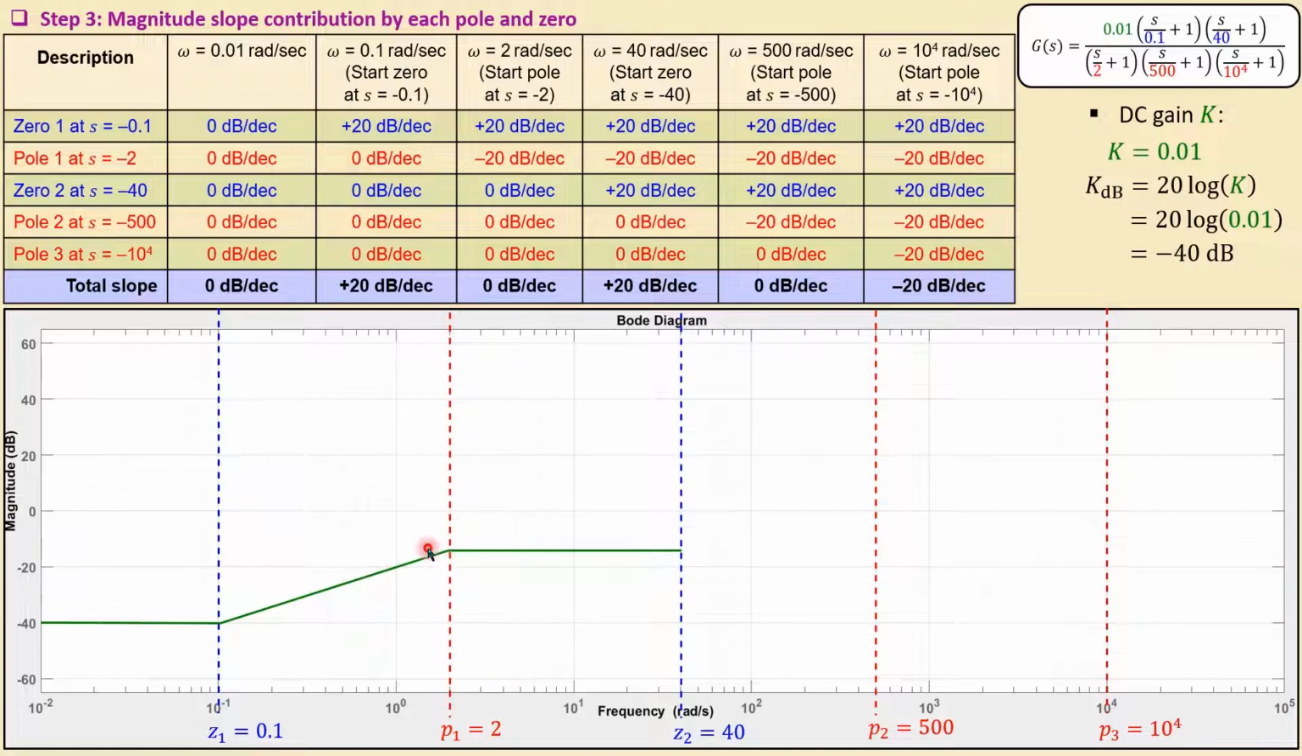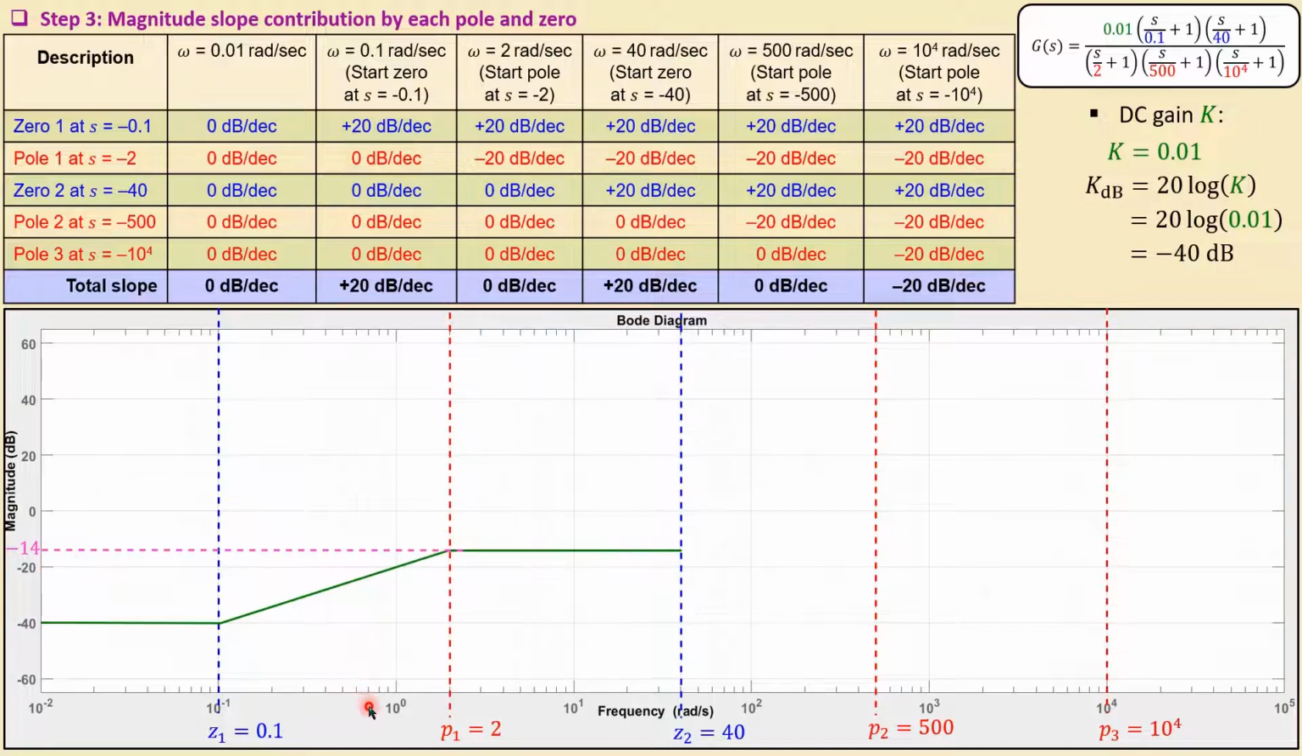Now, this next one is the slope here, which is 0 dB per decade, and it goes up to 40 radians per second. And you can see here what kind of value we have, which is minus 14. So you can calculate that this is 6 dB up again.